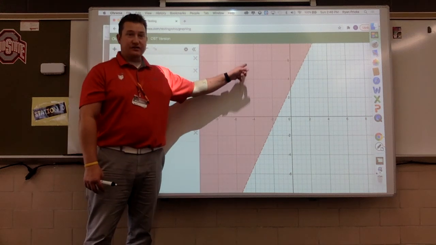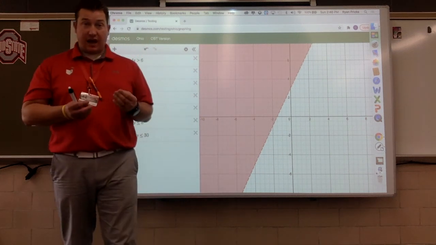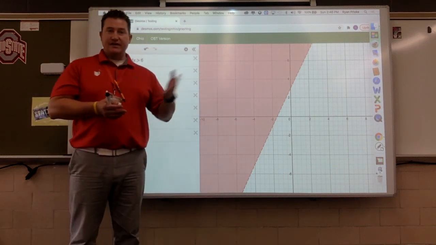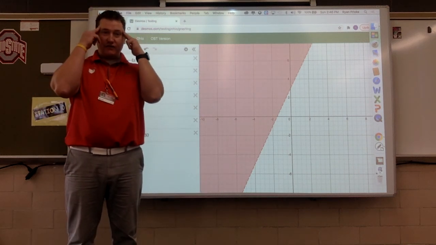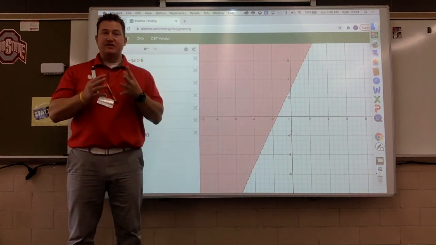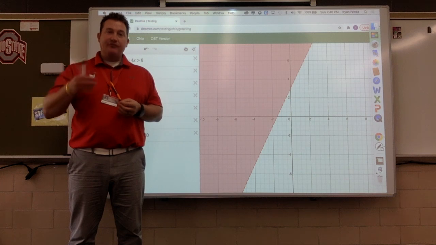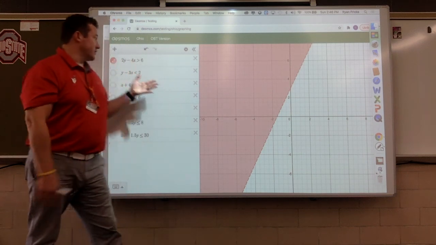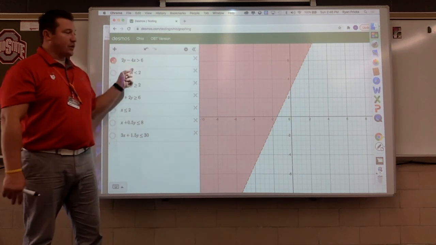How many ordered pairs are in the shaded area here? There's a lot, right? So this is what we have to try to understand, guys, right? Graphing this isn't challenging. What is challenging and tough to wrap our brains around is the shaded area is my solution area. And every ordered pair that you see in there is an answer, right, to this inequality.